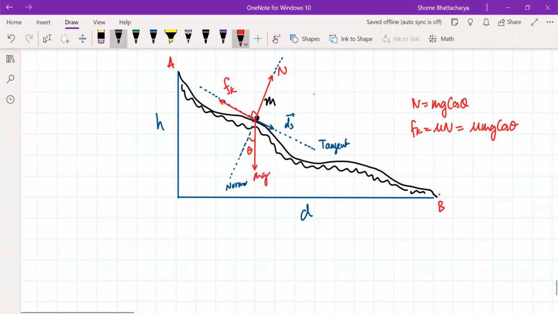Now, the other thing you can also see in this diagram is that if you take your x and y axis to be horizontal and vertical instead of along the incline and perpendicular to the incline, then at this point of time, the displacement vector ds, what kind of angle is it making with the x axis? It's making an angle of theta. So that differential displacement vector is like this, no? It is along the tangent, perpendicular to the normal.